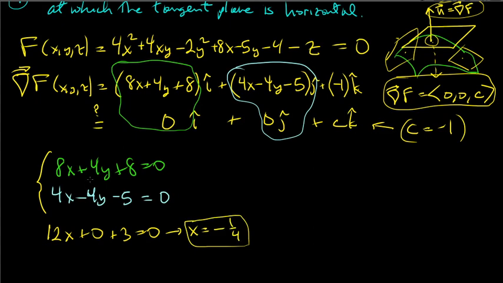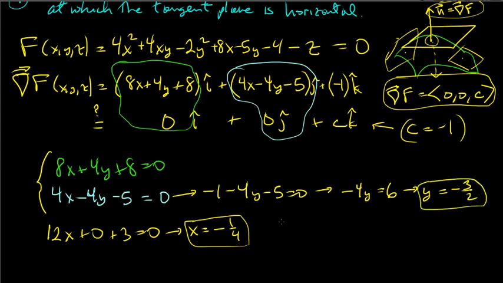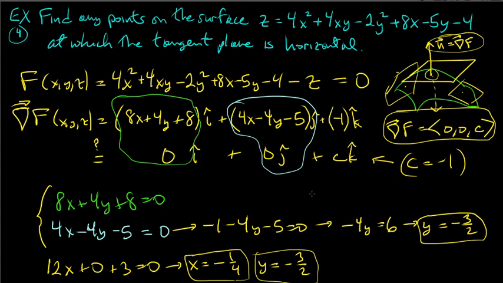But now we have to find y. So can we use this equation here? 4 times negative 1/4 is negative 1, minus 4y minus 5 equals 0. So this tells me that negative 4y equals positive 6, which tells me that y is negative 3 over 2. Let's just write it down here. y is negative 3 over 2.